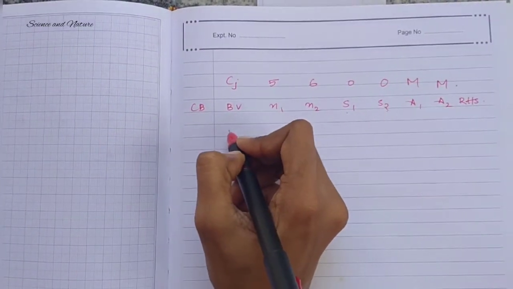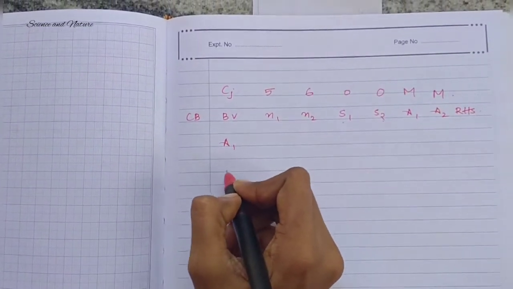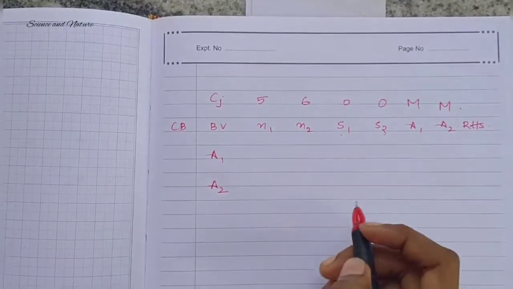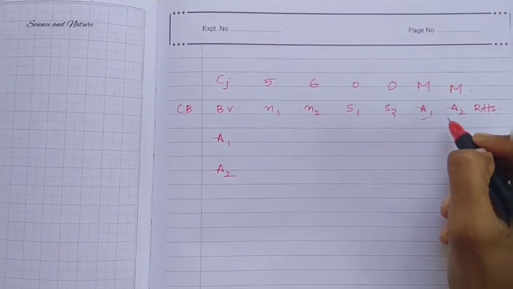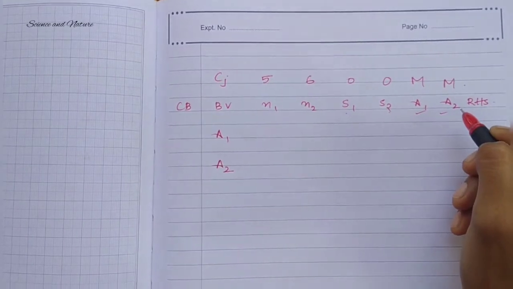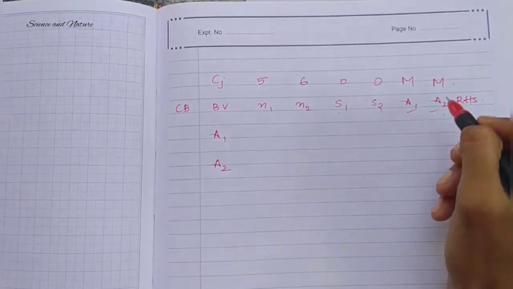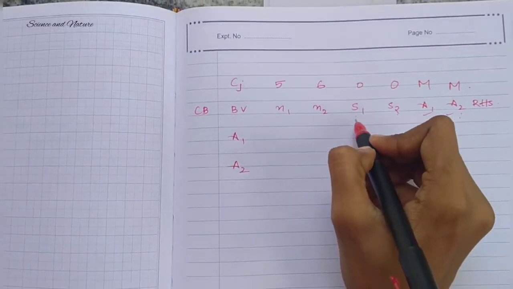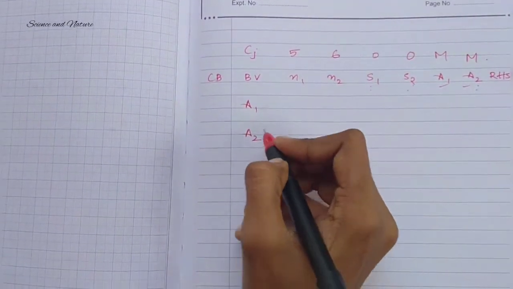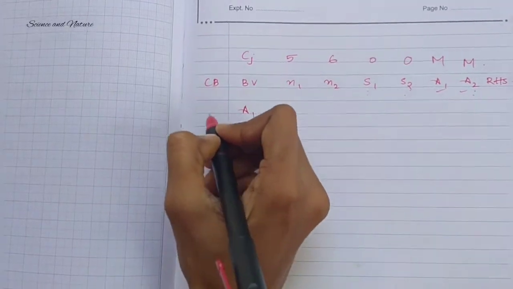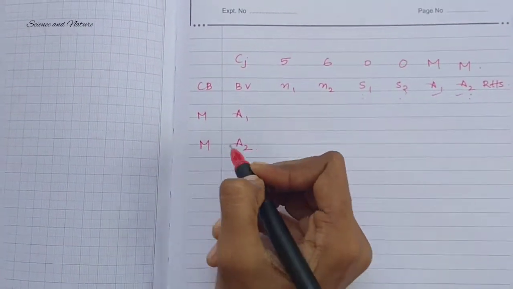And we need to write the artificial variables here, a1 and a2, because we will give first priority to artificial variables in the case of Bingham method. If there are no artificial variables, we will put s1 and s2 here. So the coefficient of a1 and a2 is M.